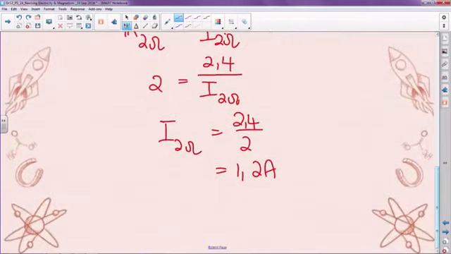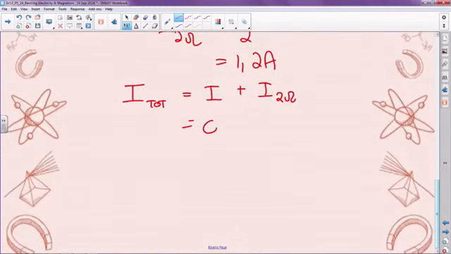So now we need to put another statement that says my I total is going to be the current through that bottom resistance plus the 2 ohm. They told me the current through the bottom was 0,2. This is 1,2, so we get 1,4 amps.